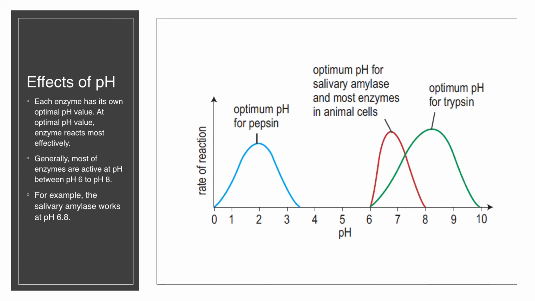Now, we go to the second factor, that is the effect of pH on the action of enzyme. Each enzyme has its own optimal pH value, as you can see from the graph. At optimal pH value, the enzyme reacts most effectively. Generally, most enzymes are active at pH between 6 to 8. For example, salivary amylase works best at pH 6.8.